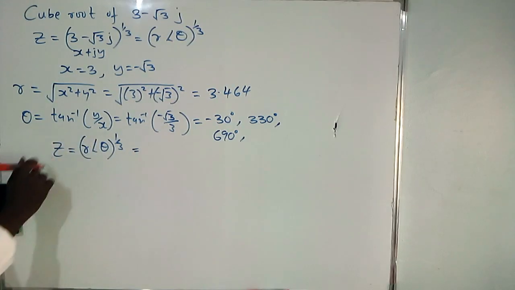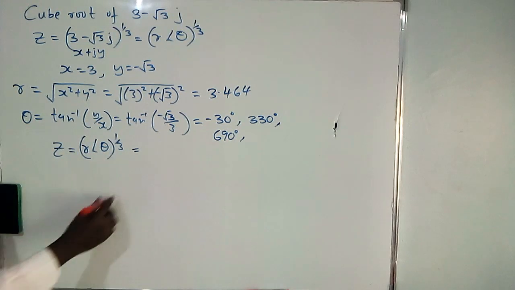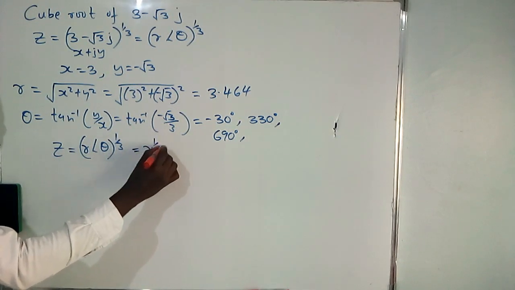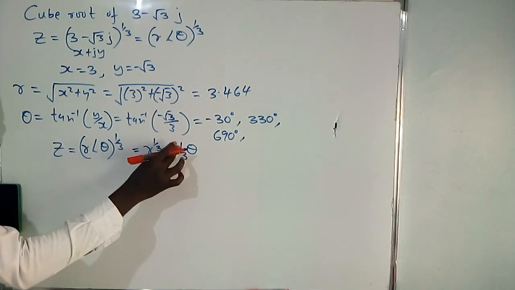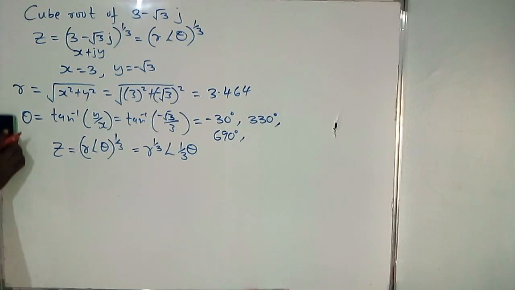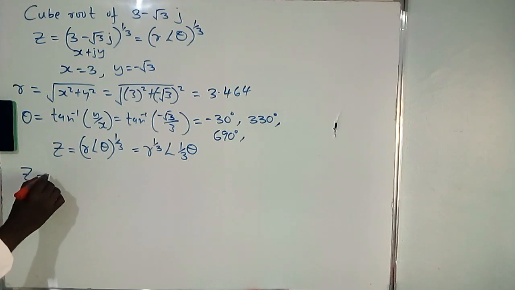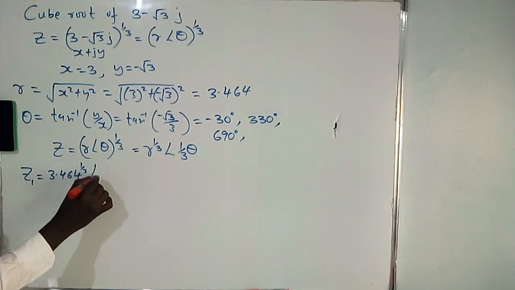So the polar form of this is r angle theta raised to power third, which means we will have r raised to power third, angle a third theta, according to DeMoivre's theorem. It is n theta. Are we together? That power is a multiple of the angle. So from there, start with the first solution, z1, where there is r raised to power third. So what was our r? It is 3.464 raised to power third, angle a third theta.